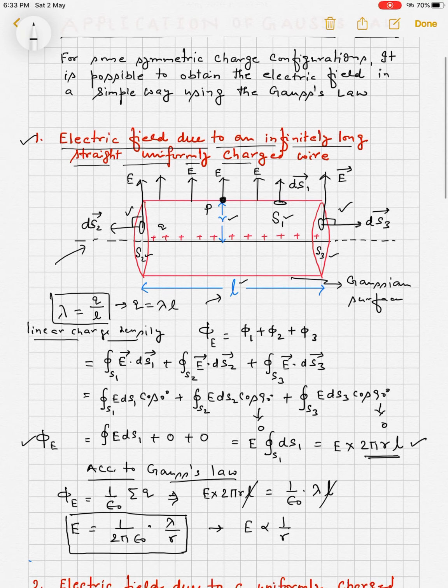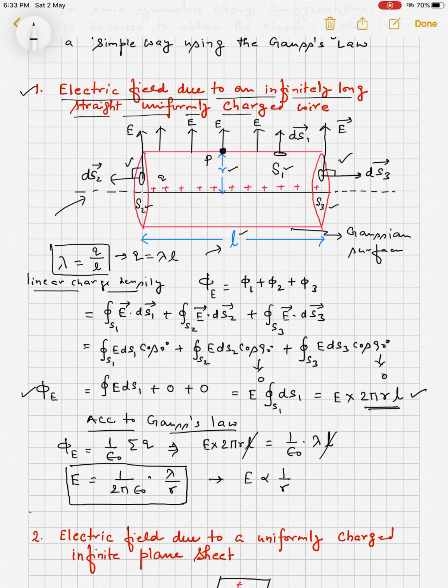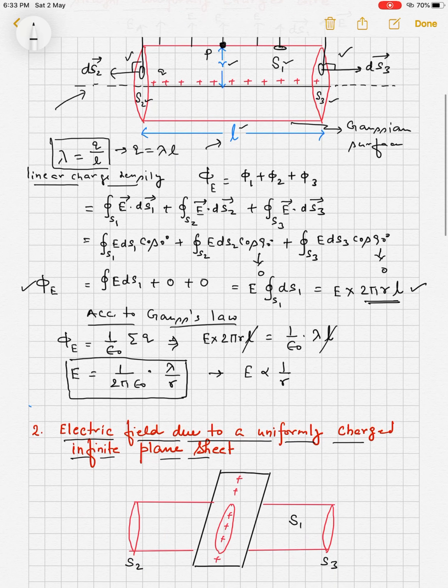Now the second application of the Gauss law is the electric field due to a uniformly charged infinite plane sheet. So here is an infinite plane sheet. The sheet is uniformly charged. The main thing about the sheet is that the electric field strength E is the same at all points near the sheet.